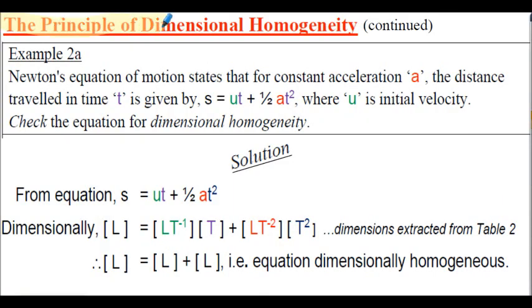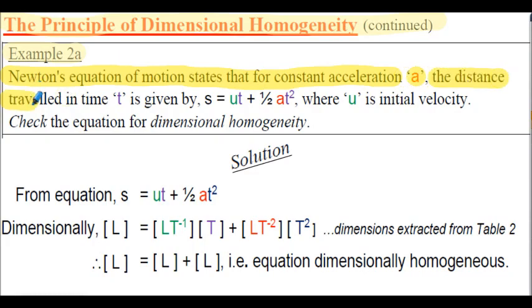The principle of dimensional homogeneity continued. Let's consider example 2. Newton's equation of motion states that for constant acceleration a, the distance travelled in time t is given by s is equal to ut plus a half at squared, where u is the initial velocity. We're asked to check the equation for dimensional homogeneity.